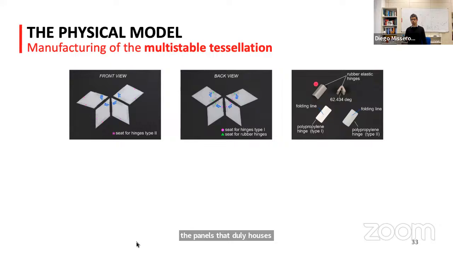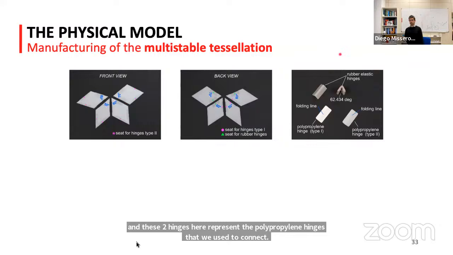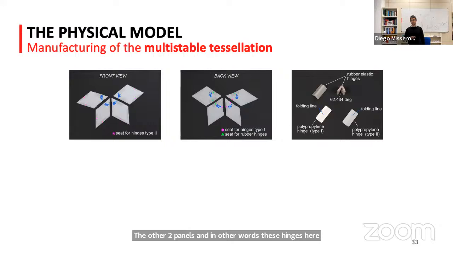And the two hinges that have the wanted elastic stiffness are created by cutting a solid silicone rubber piece with a milling machine. And these two hinges here represent the polypropylene hinges that we use to connect the other two panels. In other words, these hinges approximate the free-of-rotation hinges that are required by the theoretical hypothesis.